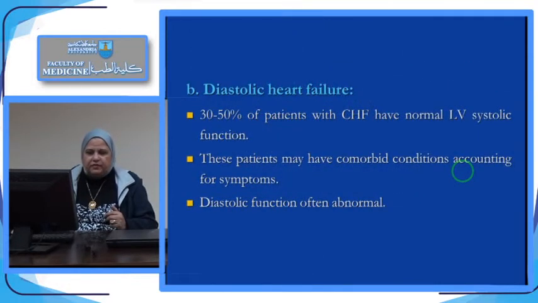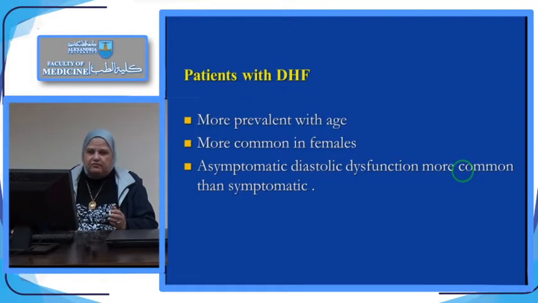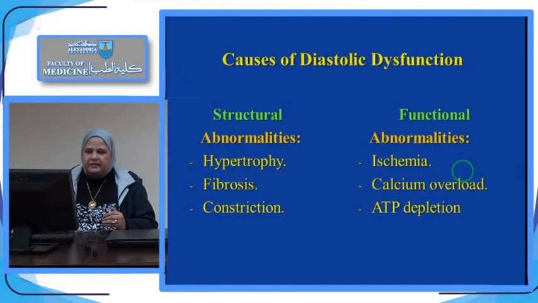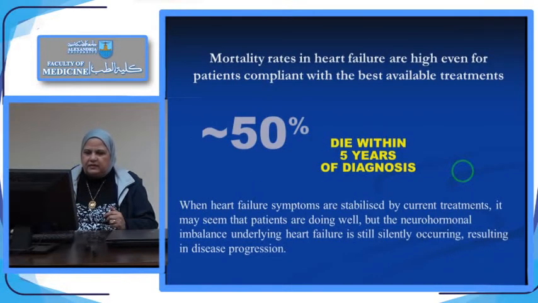Diastolic heart failure: 30 to 50% of patients with heart failure have normal left ventricular systolic function. So don't depend on the ejection fraction to diagnose heart failure with preserved ejection fraction, which is diastolic heart failure. Diastolic heart failure is more prevalent with age and more common in females. Asymptomatic diastolic dysfunction is more common than symptomatic. These are some causes of diastolic dysfunction: functional and structural abnormality. The incidence of diastolic dysfunction is age-related, and heart failure due to diastolic dysfunction rises dramatically with advancing age.